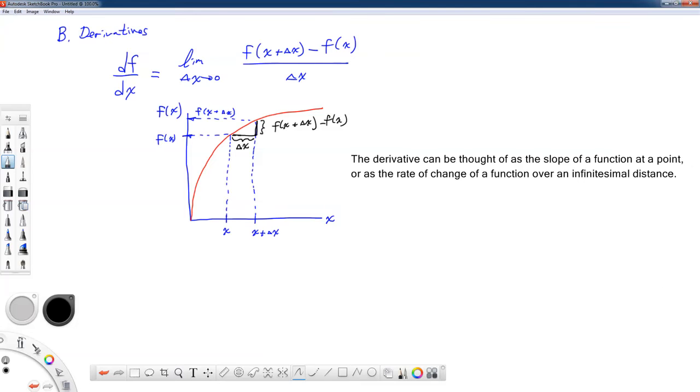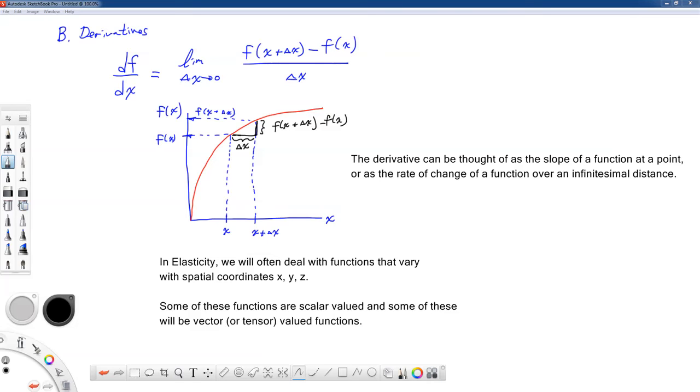So then again, the derivative can be thought of as the slope of a function at a point, or as the rate of change of a function over an infinitesimal distance. So in elasticity, we're going to often deal with functions that vary with spatial coordinates x, y, and z. Some of these functions are going to be what are called scalar valued, and some are going to be what are called vector or tensor valued functions. So we'll be interested in finding derivatives of not only scalar valued functions but also vector functions.